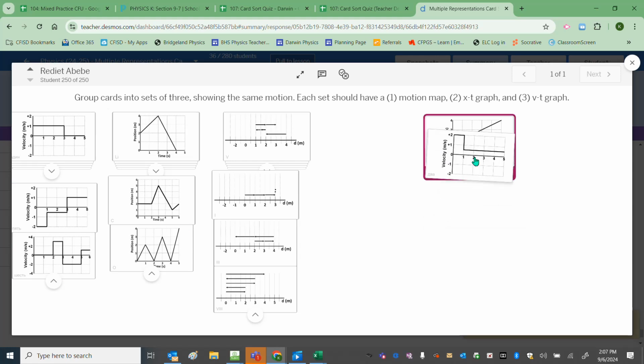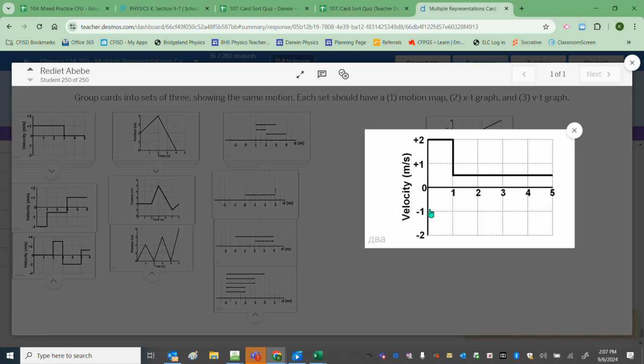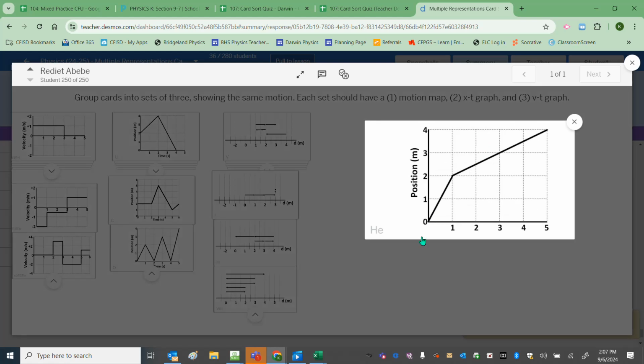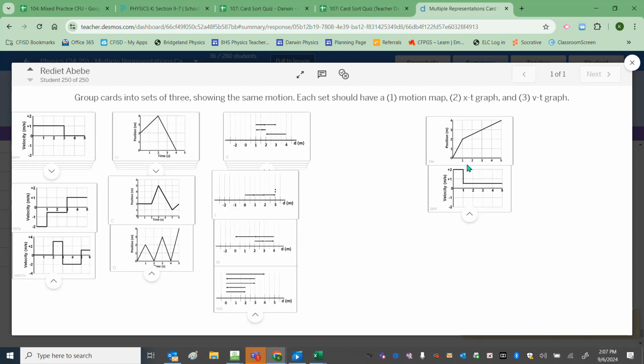In fact, this matches that, and I can check the slopes as well, but look, forward, forward, slower. My slope must be 2 and then half, and again, you can double check. This slope is 2, this slope is a half. Okay, but that means they match each other. So I've got the first two, those match, and then we're looking for a motion map.